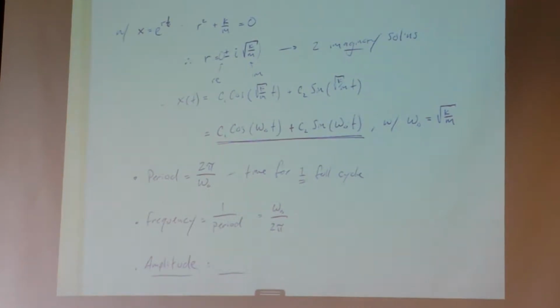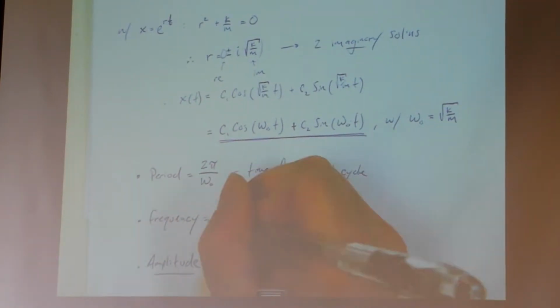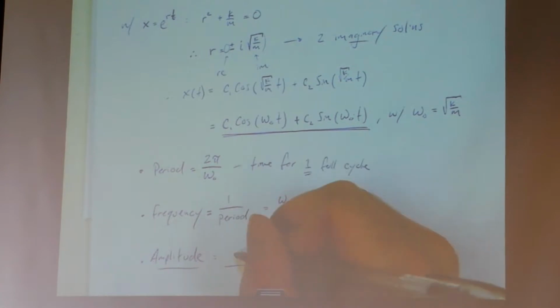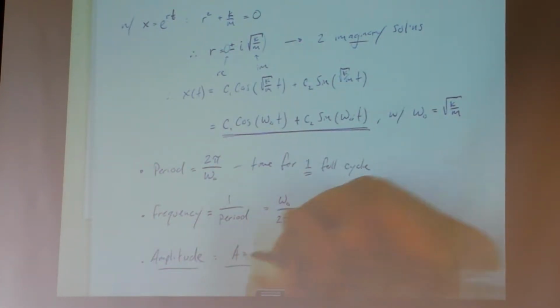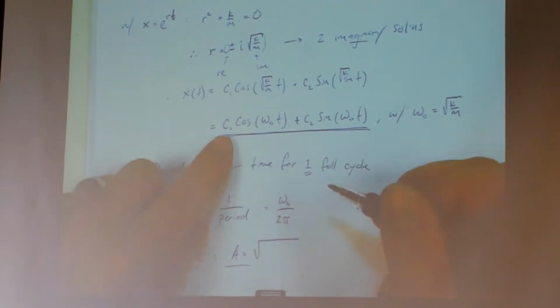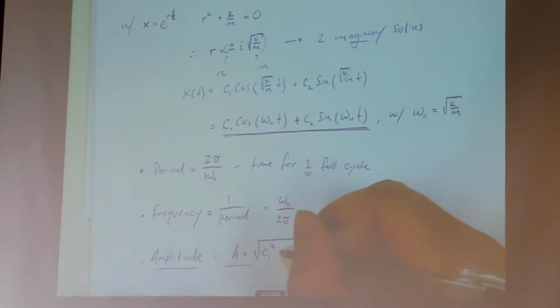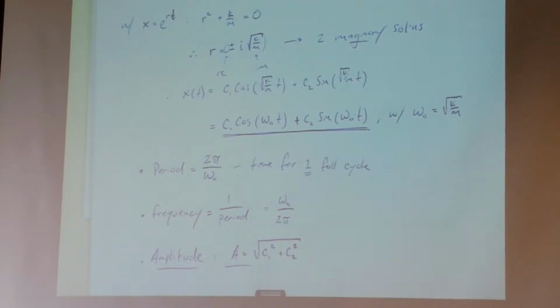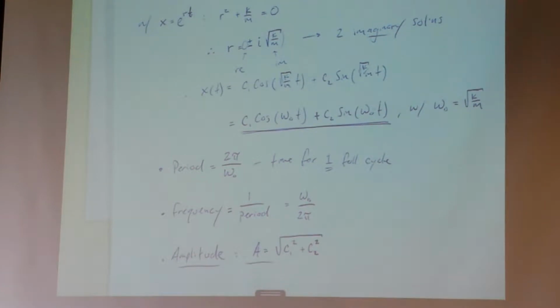They do talk about it in the book, but we're not going to go as far as our book does. The amplitude will be the square root of C1 squared, that's what we're calling it here, plus C2 squared. So that just gives the total distance from equilibrium that the mass will go on either side of it. Okay. All right.